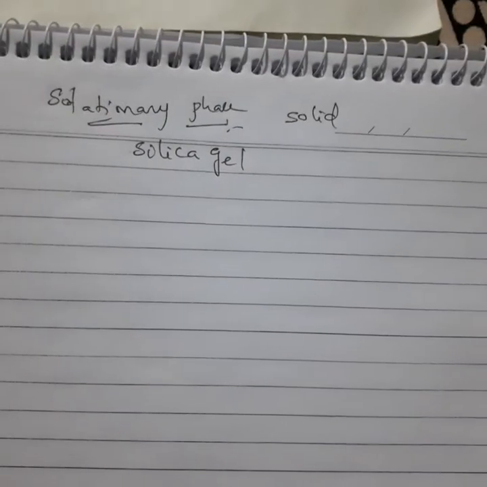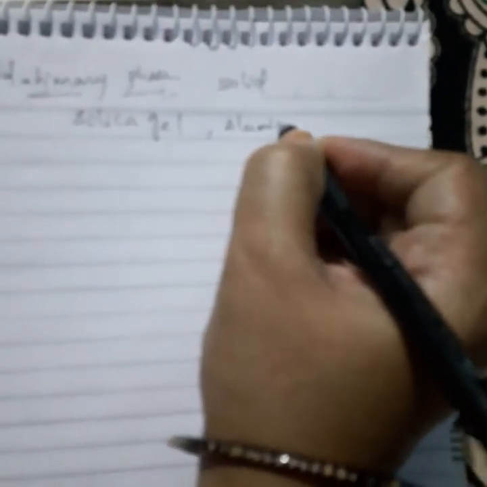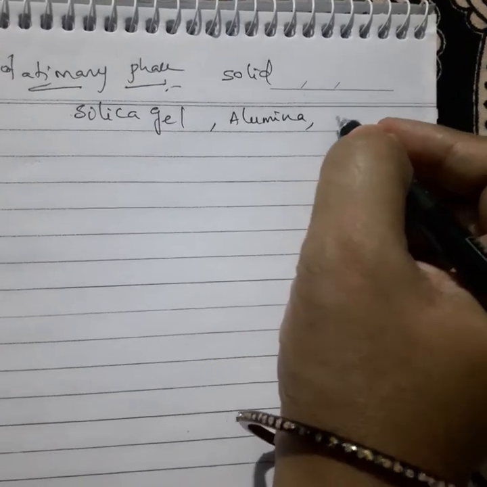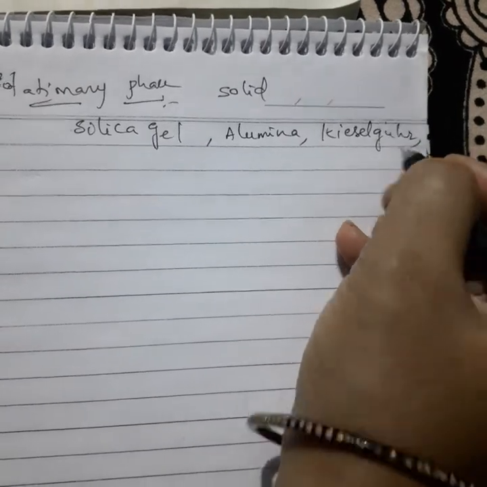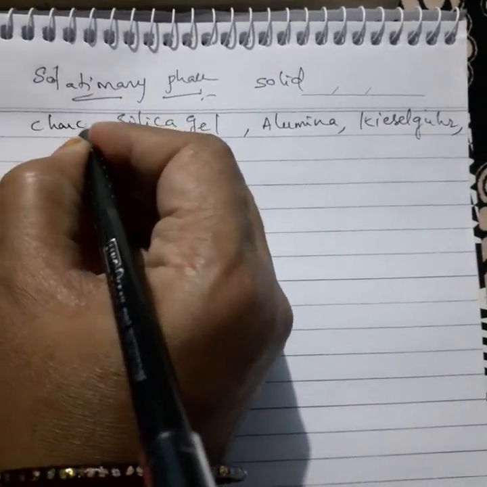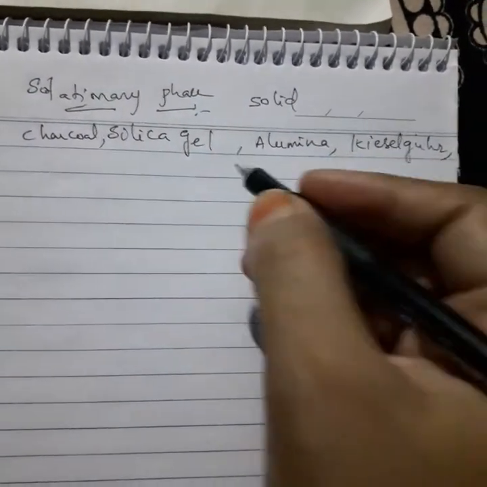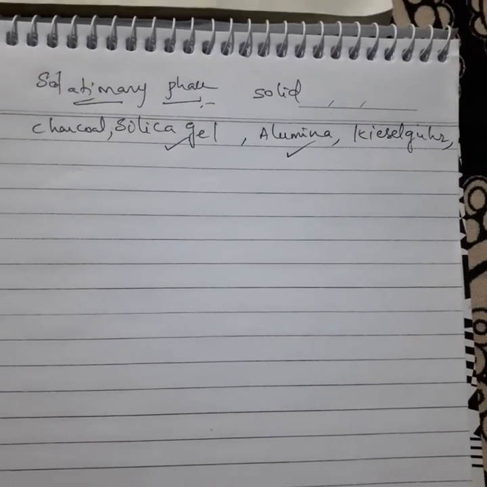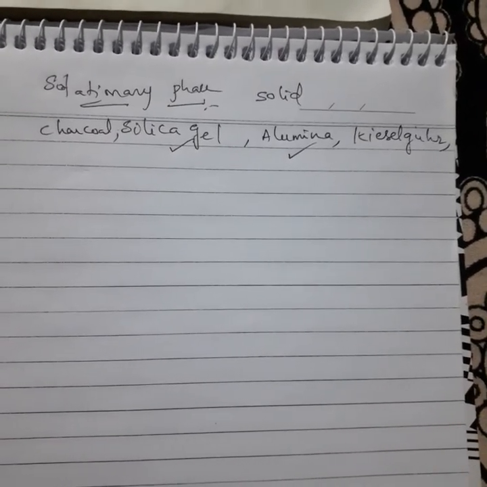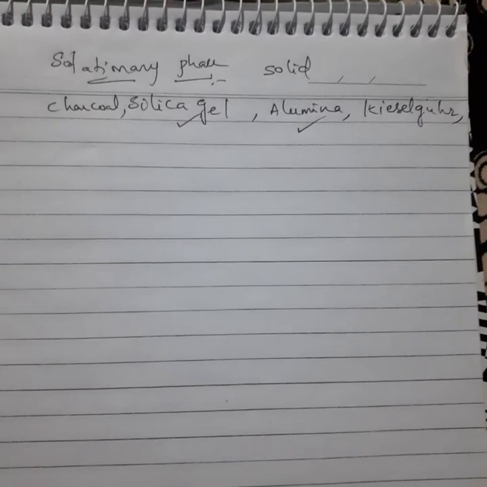stationary phase. For example, silica gel, alumina, and Kieselguhr, similarly charcoal, etc. So many are there. We can use any one. But among these, silica gel as well as alumina are highly utilized in column chromatography as a stationary phase. Why? Because they are highly available in the market, and of course the cost is very low.